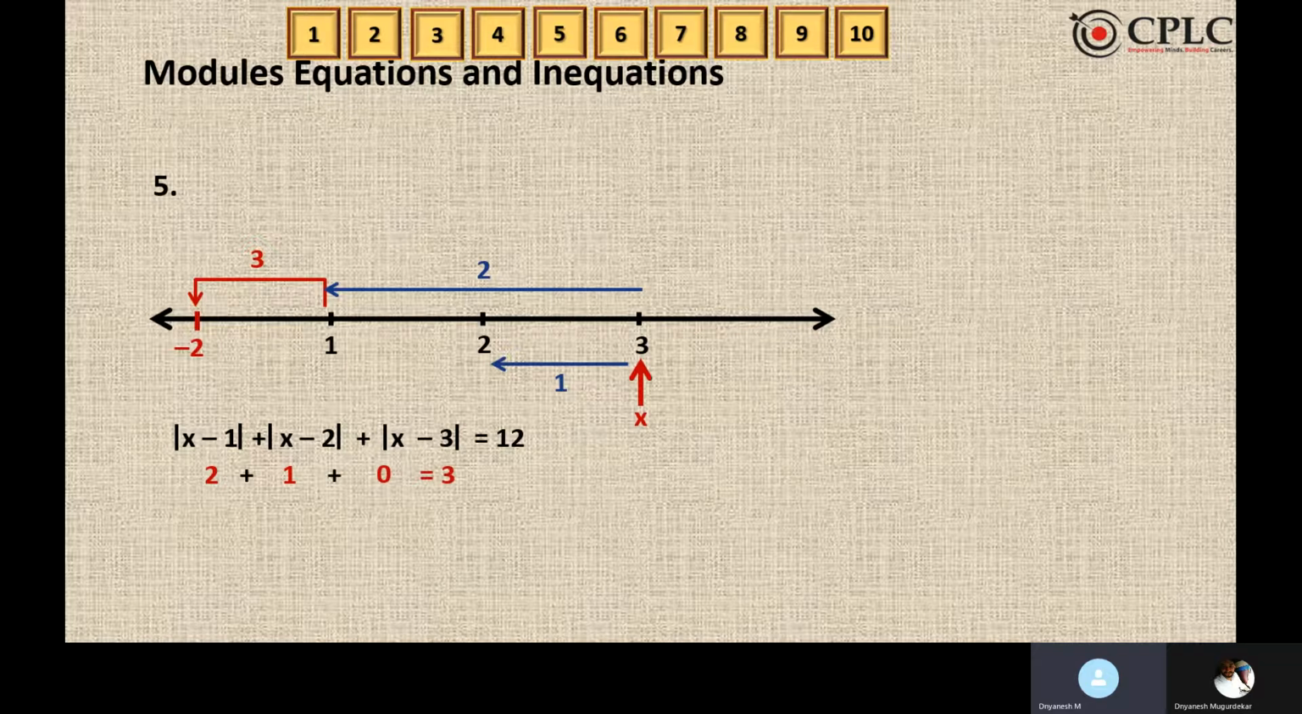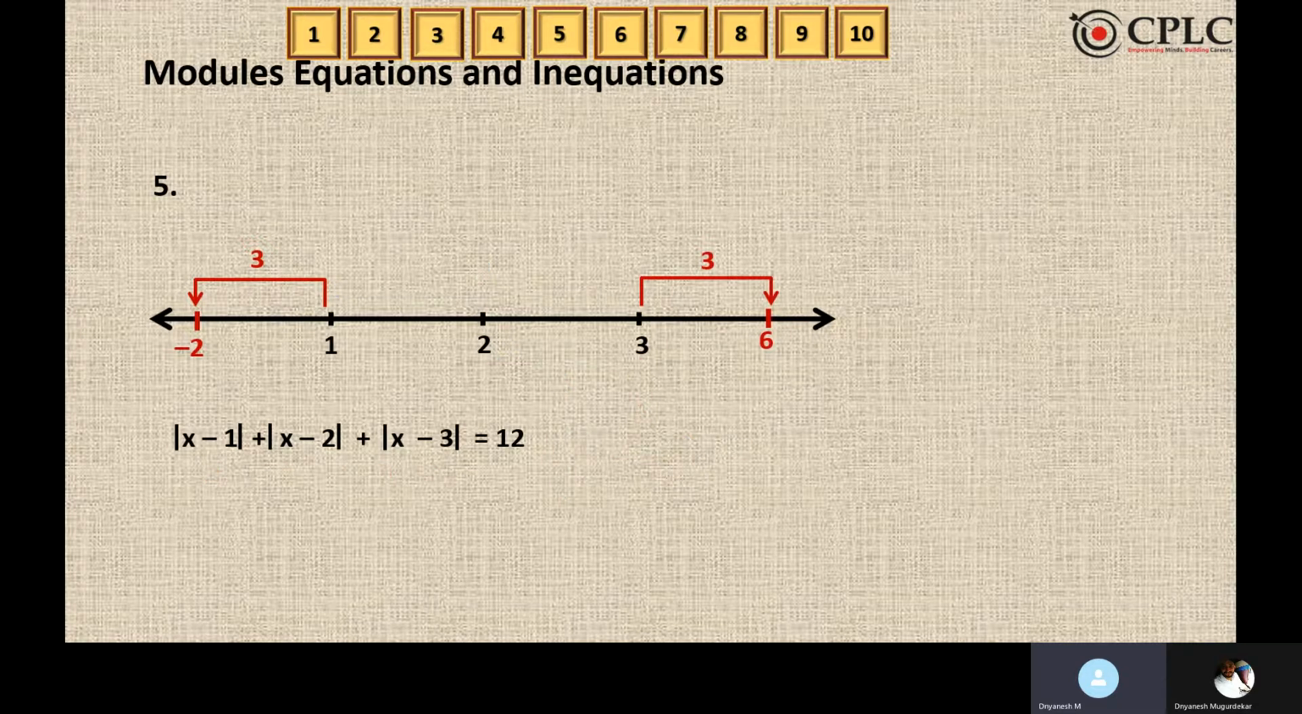Again take the difference between the given value and the value that you arrived at after substituting 3 in the original equation. Again the difference is 9. Again divide that difference by the number of moduluses, which is 3. 9 divided by 3 is again 3. So from 3 you are going to go 3 units ahead, which will give you +6 as the answer. So either x is equal to -2 or x is equal to +6. These are the two values of x that will satisfy this equation. So option 2 for the fifth one.